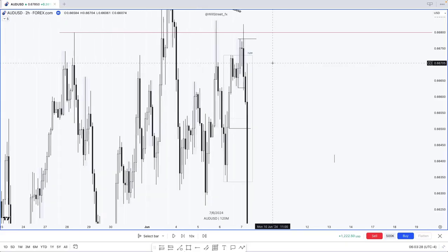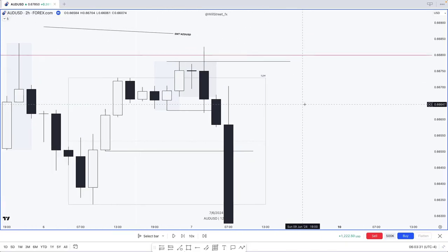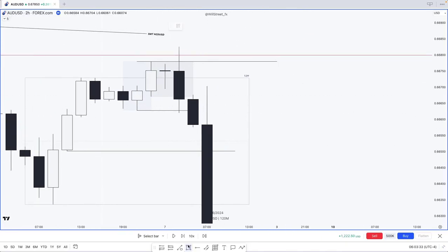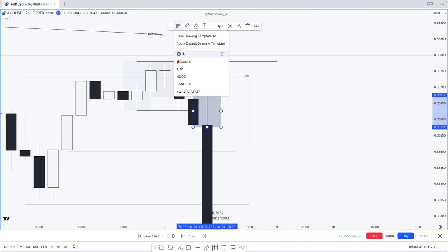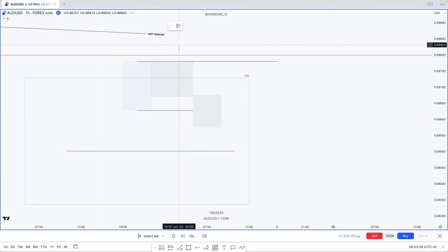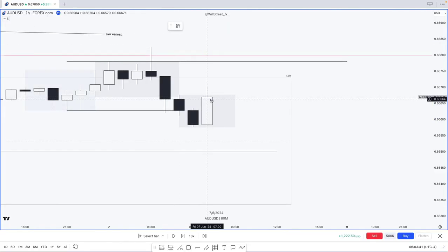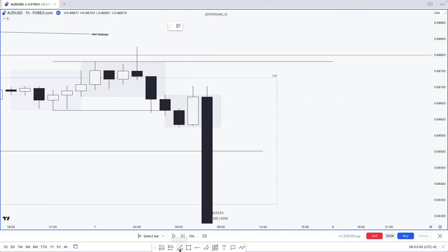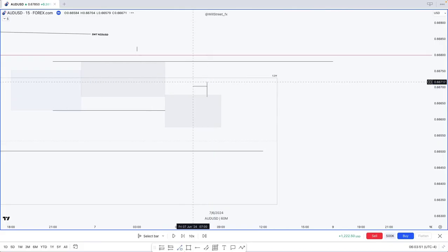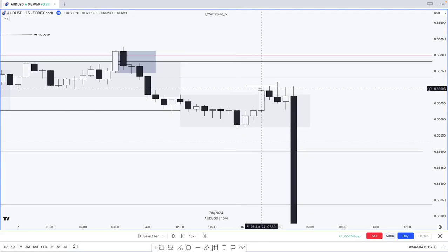Let's find another entry. What is this? Let's see if these are pending arcs or resetters. Let's go to 1 hour. Don't see anything. Look, this is the 7 a.m. So 8 a.m. it creates a failure swing. So to me, this looks like this. Okay. Let's go, and this will be a pending arc.